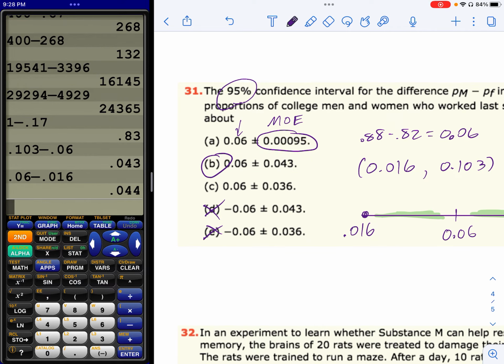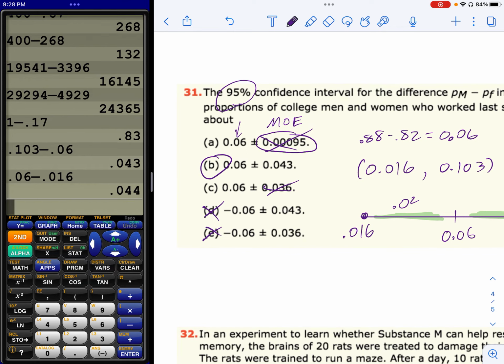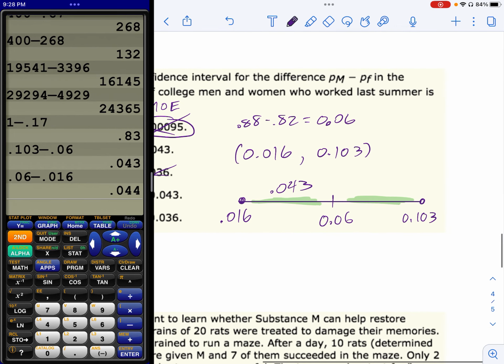So the answer is B, because that's not the margin of error, and that's not the margin of error. This is 0.043 on both sides of this.